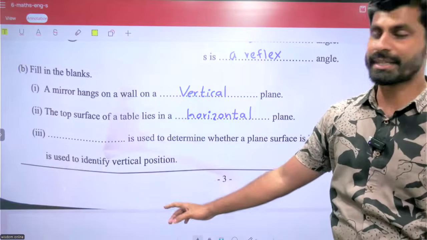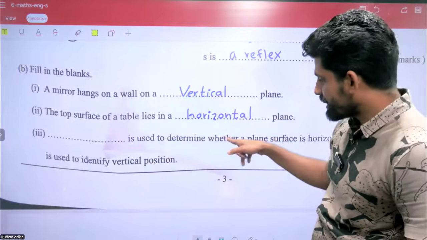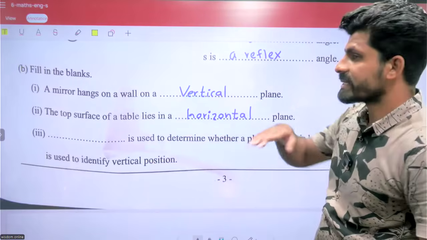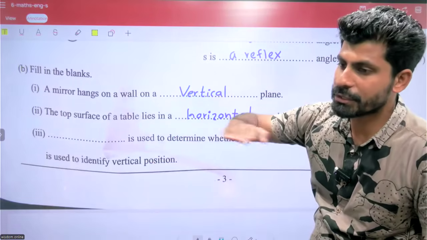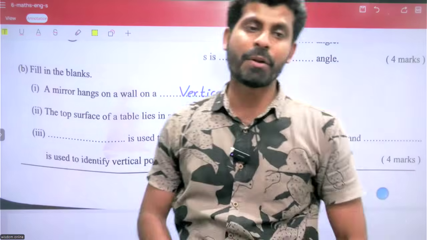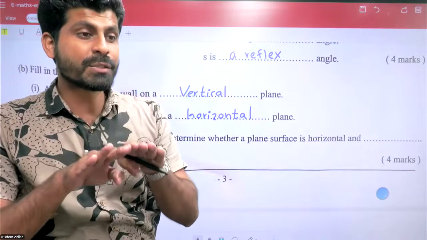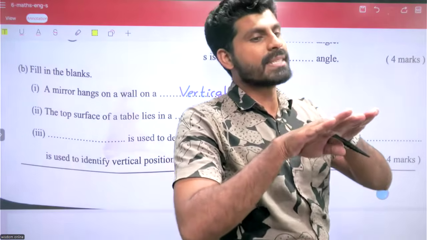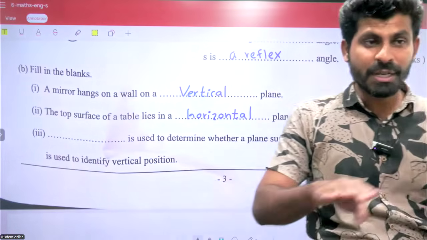Very common question. What is the tool used to determine whether a plane surface is horizontal? What is the tool we can use to measure whether that plane surface is horizontal or not?